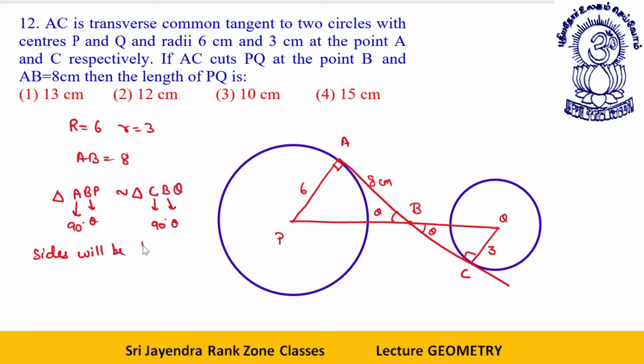Sides will be proportional. Now I won't write the proportionality, I'll tell you direct logic. See, this radius is double of this radius, or I can say this radius is half of this radius. So this side will be half of this side, that is 4 centimeter directly. BQ is equal to 4 centimeter directly. Okay, you got the answer? Very clear to all? Let's take the next one.